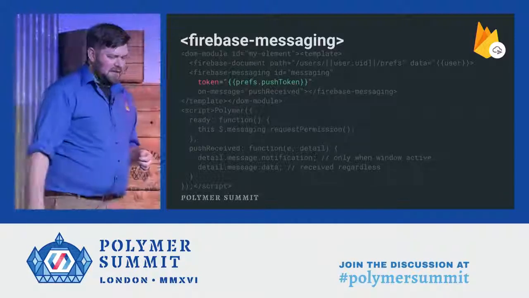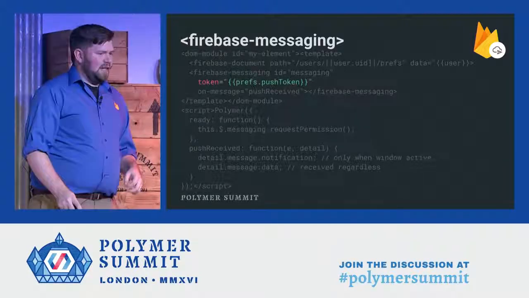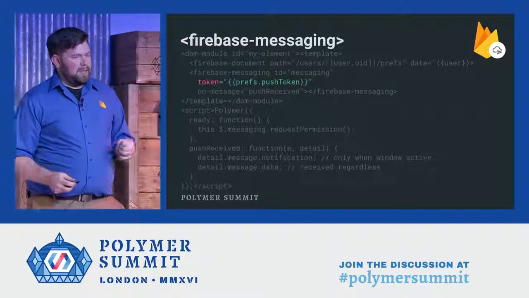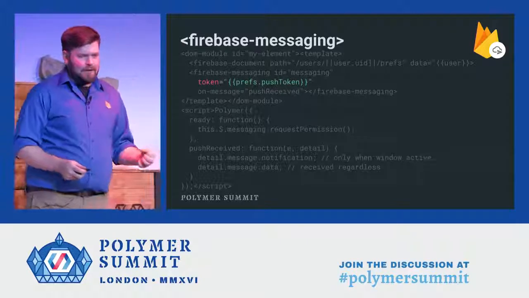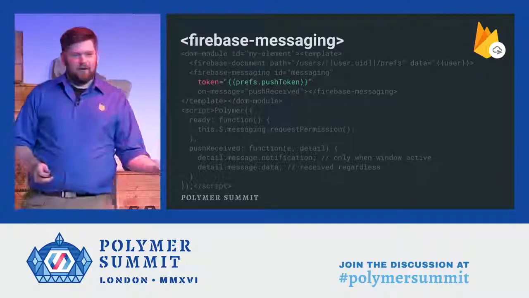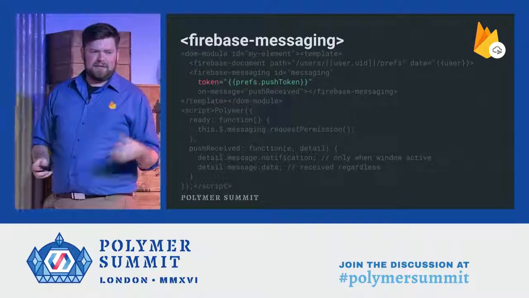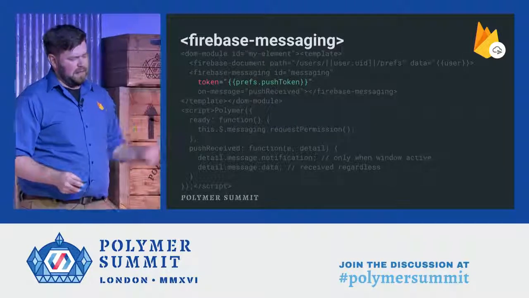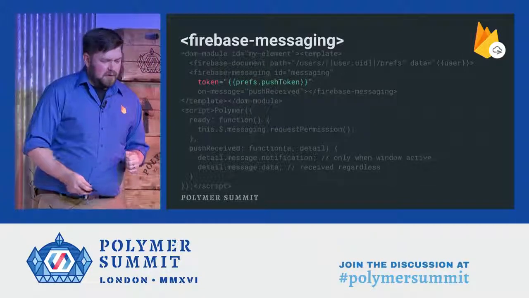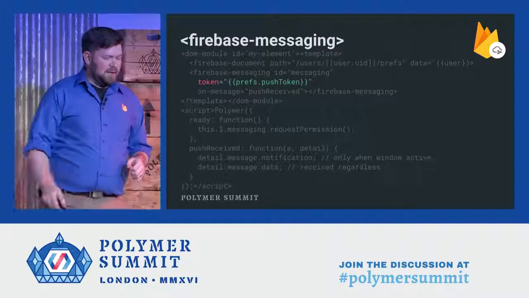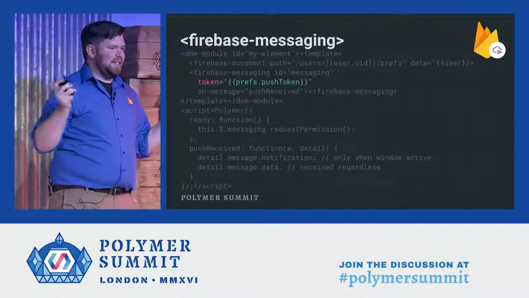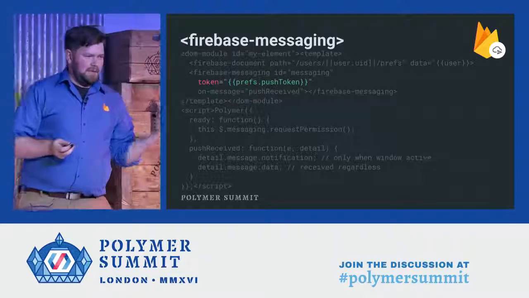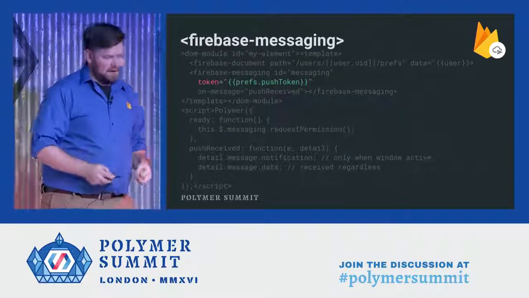So how do we actually send messages? Well, we need a token. When Firebase messaging registers successfully, it gets a device token that you can sync to the real-time database or anywhere else that you can access, so that you can send that specific device a message. Here I'm syncing it to the real-time database under prefs.pushToken. You can do anything you want with this data, but you need to have this token to be able to send messages to that device.